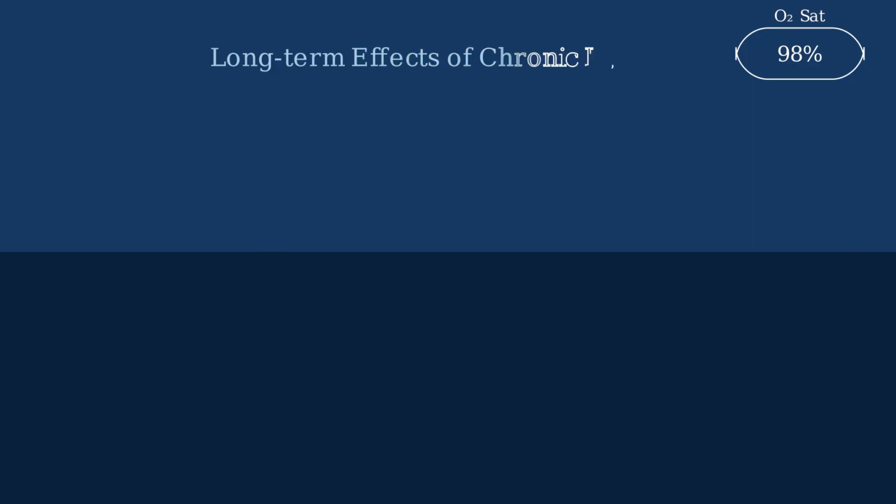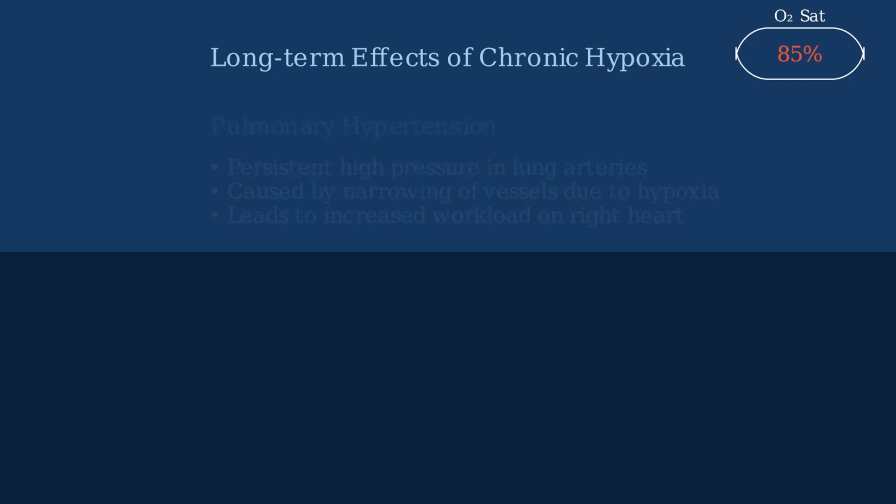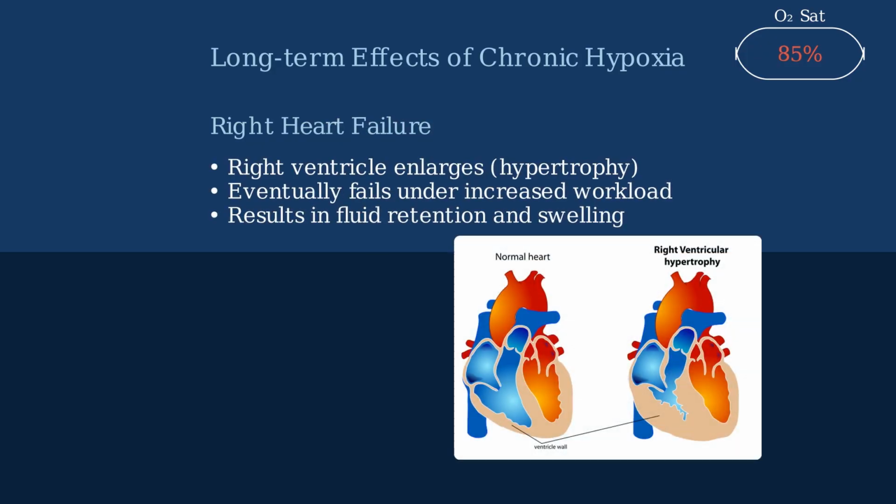Chronic hypoxia, when the body experiences prolonged periods of insufficient oxygen, leads to several serious long-term complications. Pulmonary hypertension develops as blood vessels in the lungs constrict in response to low oxygen levels. This narrowing increases resistance to blood flow, creating persistently high pressure in the pulmonary circulation. The right side of the heart must work harder to pump blood through the constricted pulmonary vessels. This increased workload causes right ventricular hypertrophy, an enlargement of heart muscle, as shown here. Eventually, the heart cannot keep up with demand and begins to fail.